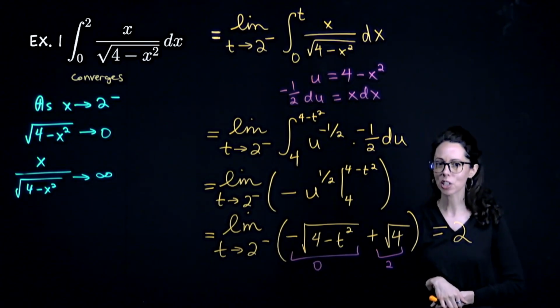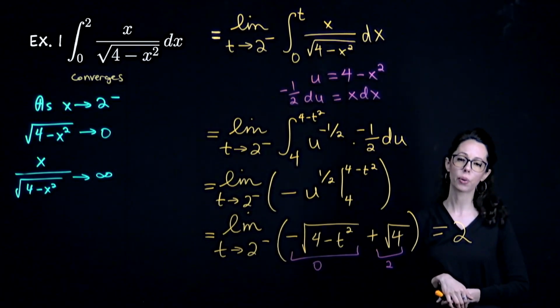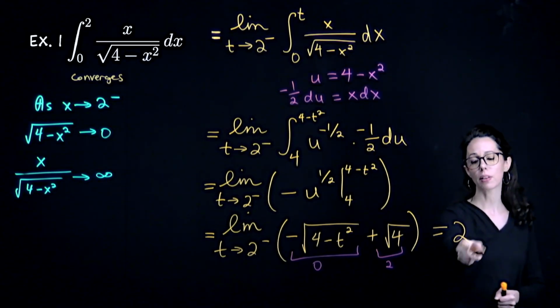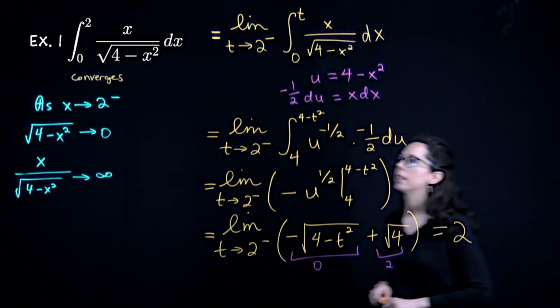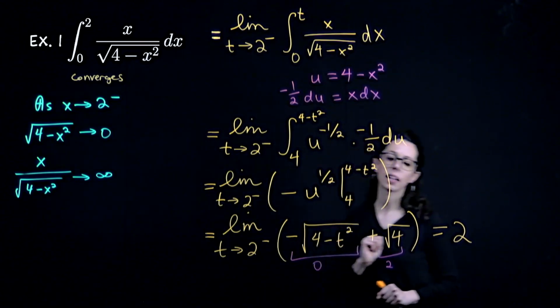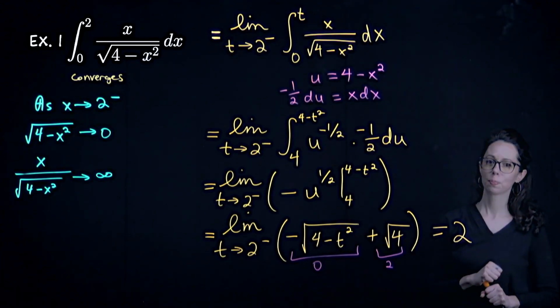So even though this function has a vertical asymptote at x equals 2, it's still enclosing a finite amount of area under the curve. In fact, this improper integral exists and tells us that that area is 2.